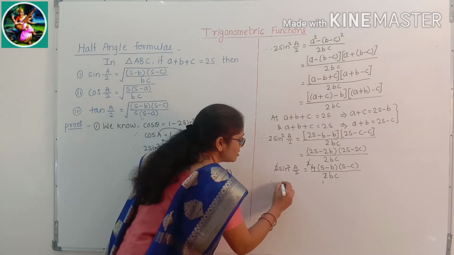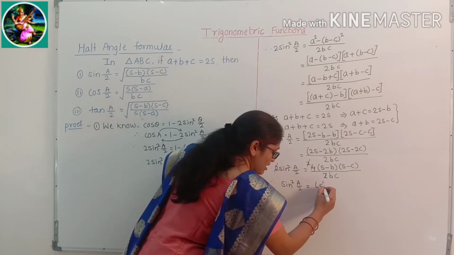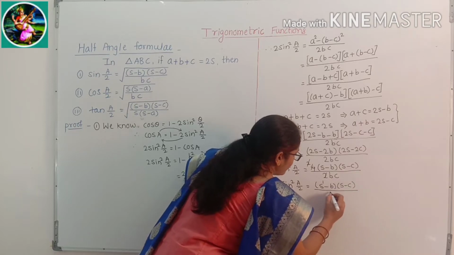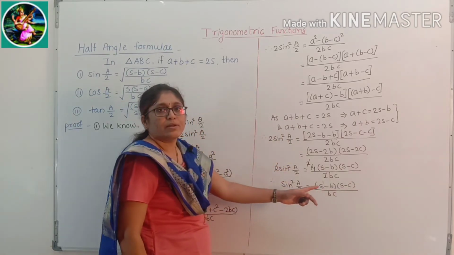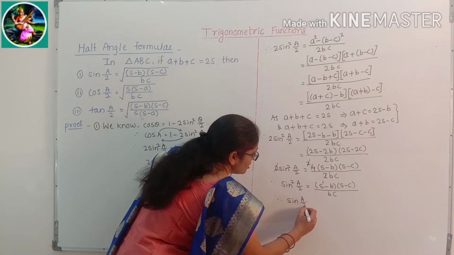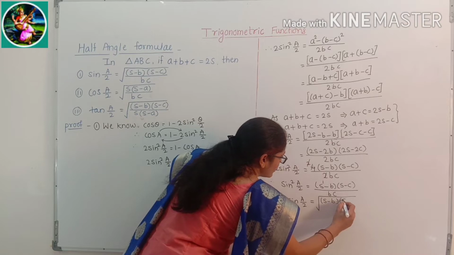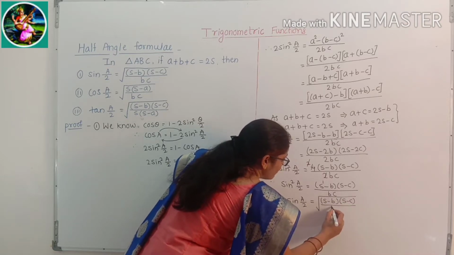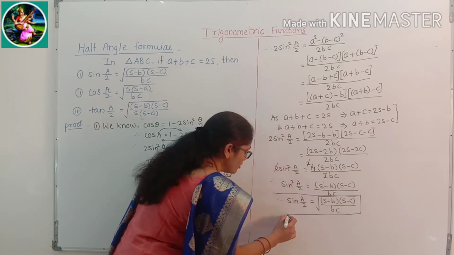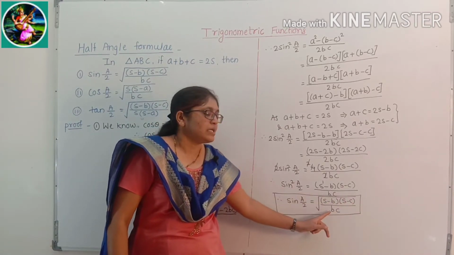Therefore, remaining here sine square A upon 2 is equal to (s minus b)(s minus c) divided by bc. By taking square root on both sides, we get sine of A upon 2 is equal to square root of (s minus b)(s minus c) divided by bc. Therefore sine of A upon 2 is equal to square root of (s minus b)(s minus c) divided by bc.